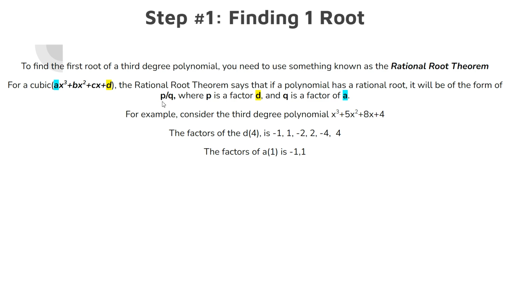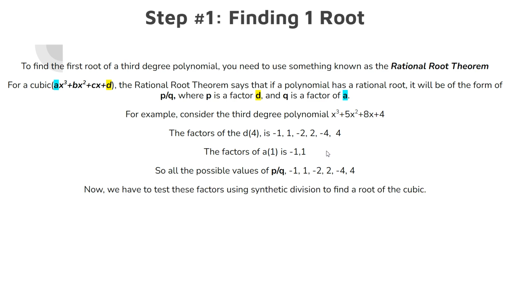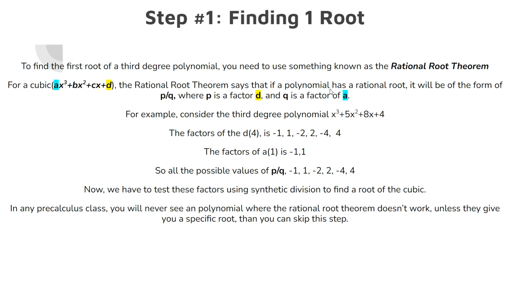Now, we would divide all values of P by all values of Q. In this case, though, you don't really have to. You can just divide by 1 and see that all the possible values of P over Q are these. And if you want to go ahead and check this, please feel free. Divide each of the factors of D by negative 1, and then divide them by 1. And you'll see they come out to the same thing. Now we have to test these factors using synthetic division to find the root of a cubic. In any pre-calc class, you'll never see a polynomial where the rational root theorem doesn't work unless they give you a specific root. Then you can skip the step because then you've found one root.